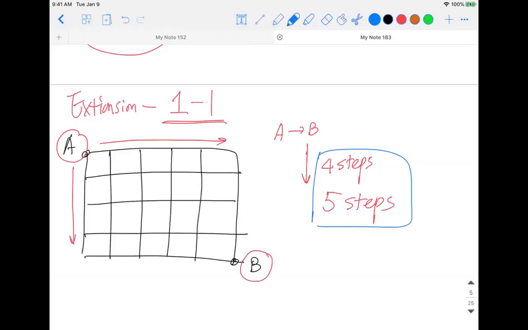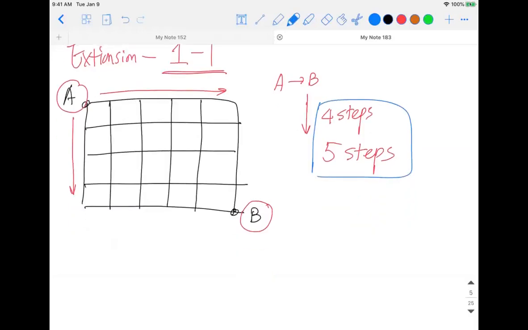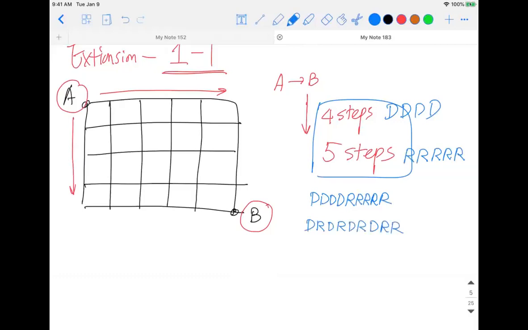Okay, so let's just try to list them up. Let's say the 4 steps going downward, I'm going to name them D: down, down, down, down. And 5 steps going to the right, 1, 2, 3, 4, 5, right? So that being said, if you want to tell me a pattern or a routine that Peter takes from A to B, it will be nothing but something like this. D, D, D, D, R, R, R, R, R. This is one scenario. Or maybe D, R, D, R, D, R, I don't know, maybe D, R, R. Something like that, right? You can actually write as many as you could.